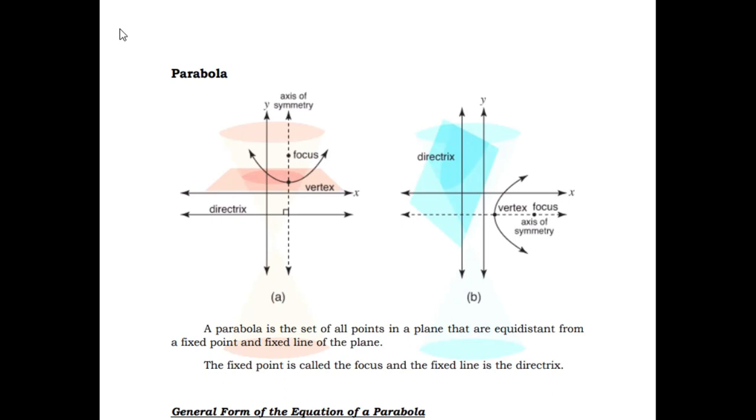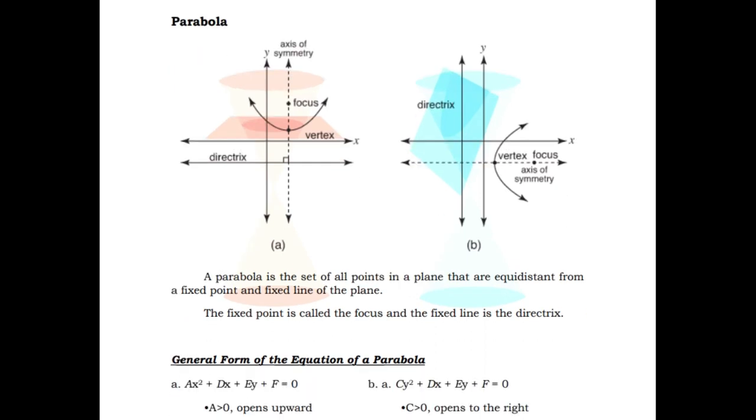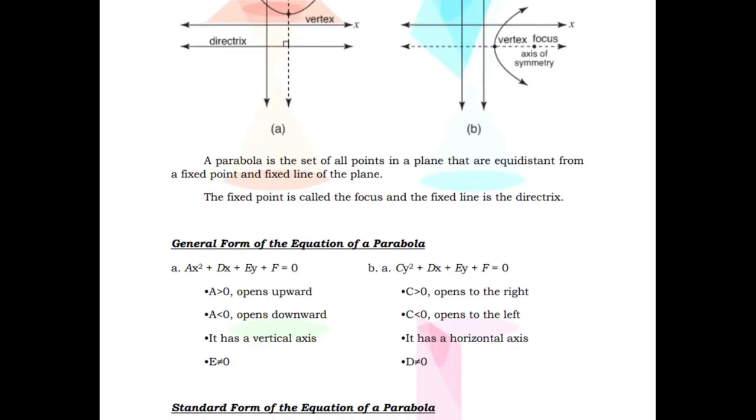For this video, we will talk about parabola. A parabola is the set of all points in a plane that are equidistant from a fixed point and fixed line of the plane. The fixed point is called the focus and the fixed line is the directrix. Now, let's talk about the general form of equation of a parabola.